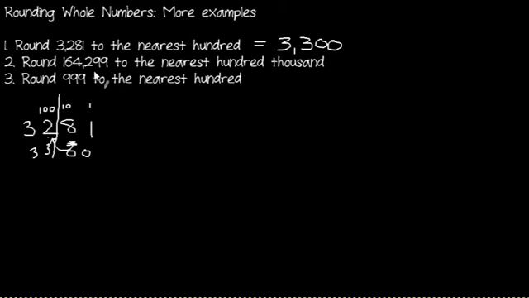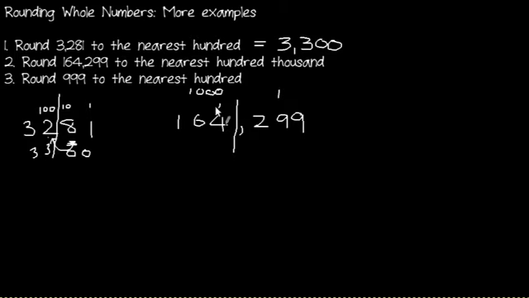164,299 to the nearest 100,000. Let's write it out. 164,299. Now, we could go through and write out all of the column values in order to round this problem. But remember, we said that we deal with groups of threes, and those are our periods. We know that the first period is the ones, and the second period is the thousands. And so we really only need to worry about this thousands period and look for the 100,000 column.